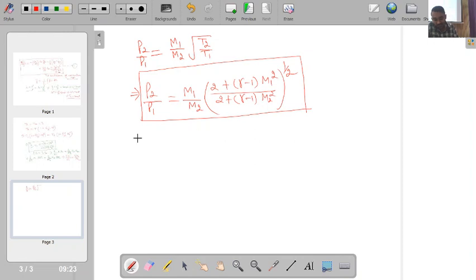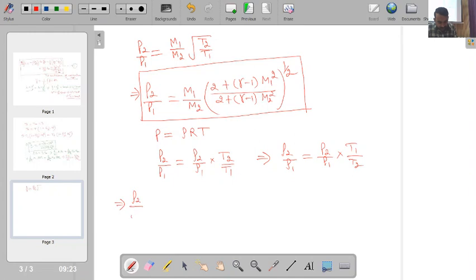Okay, then comes another important parameter, which is the ratio of densities. We also know from the ideal gas equation P is equal to rho RT. So from here I can say that P2 by P1 will be equal to rho 2 by rho 1 multiplied by T2 by T1. Okay, and simply I will get rho 2 by rho 1 is equal to P2 by P1 times T1 by T2. Okay, so let's now try to find it out.